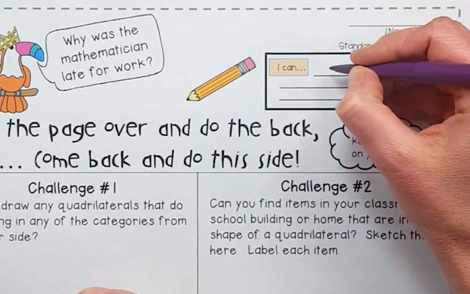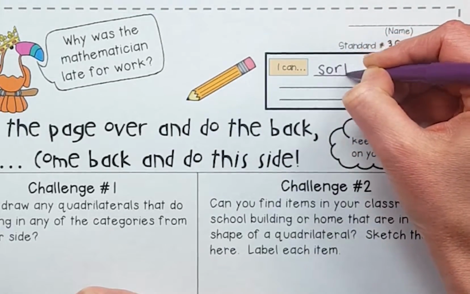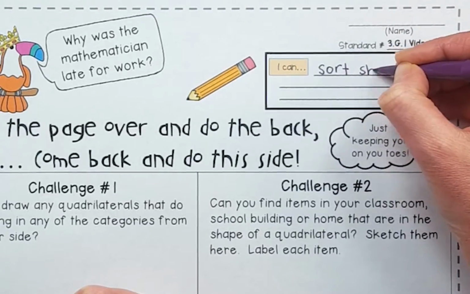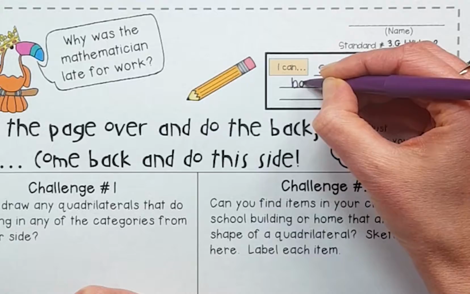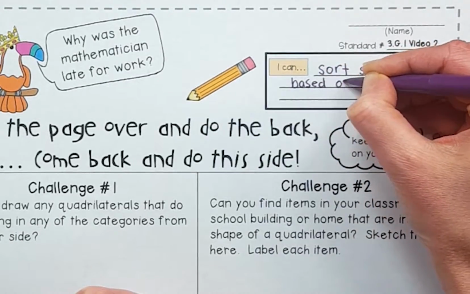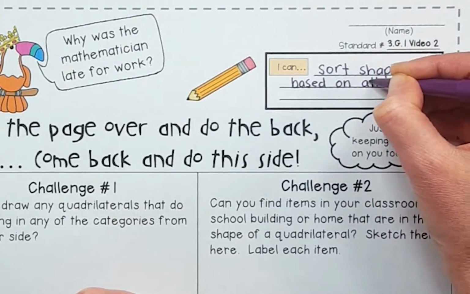Ucan wants you to sort shapes based on attributes.